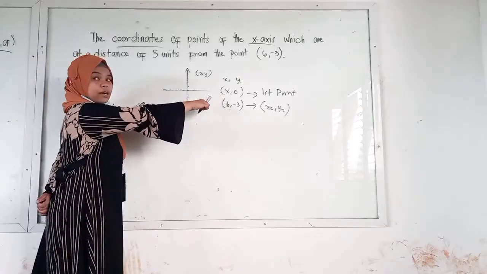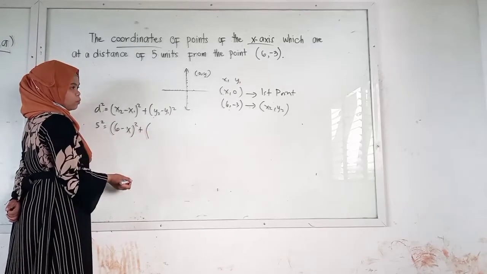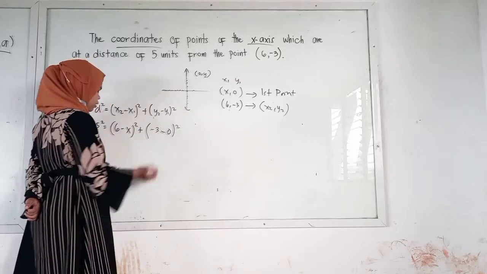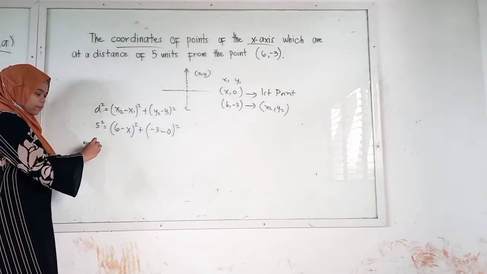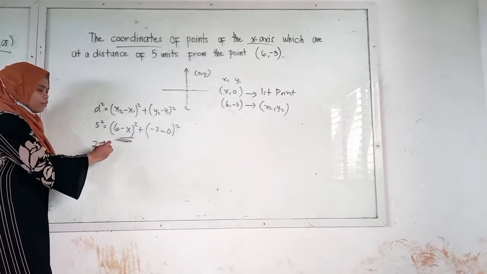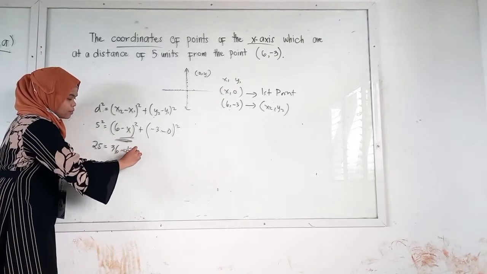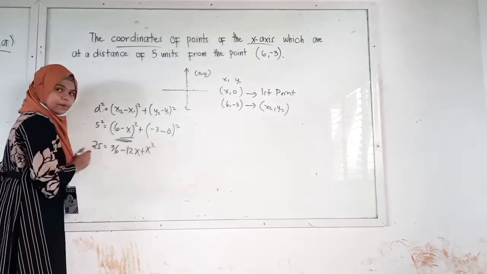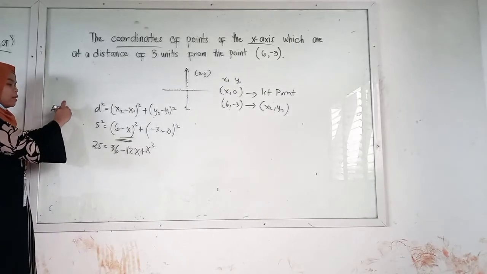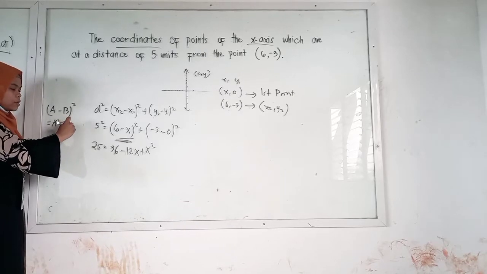I have the arbitrary variable x quantity squared plus y sub 2 ko naman is negative 3 minus y sub 1 ko ay 0 quantity squared. So this is 25. So by applying special product here, I have 36 minus 12x plus x squared. Tama? This is by special product. A minus b quantity squared is equal to a squared minus 2ab plus b squared.